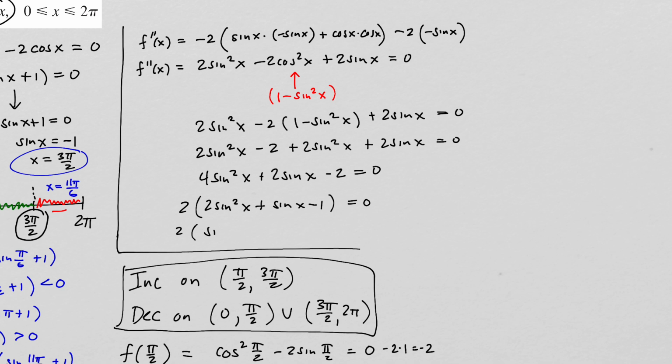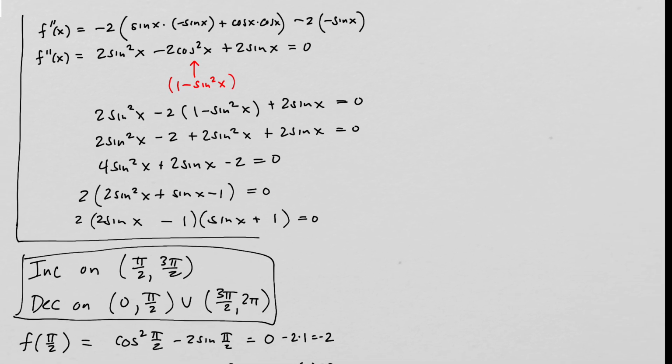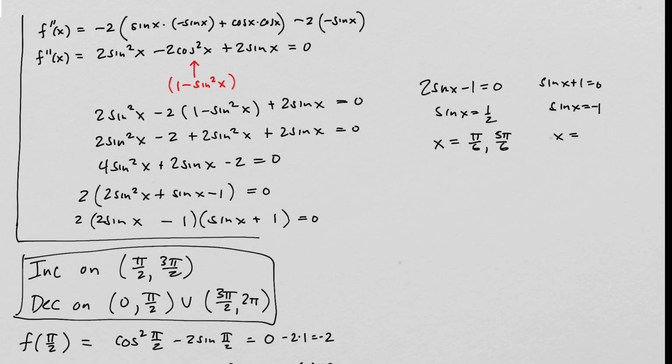And then we can further factor this into the following. And then we're going to set each of these factors equal to 0. So 2 sine of x minus 1 equals 0, and sine of x plus 1 equals 0. And here we get sine of x equals 1/2, and here we get sine of x equals negative 1. And so the values where sine is 1/2 are pi over 6 and 5 pi over 6. And the value where sine is negative 1 is 3 pi over 2.